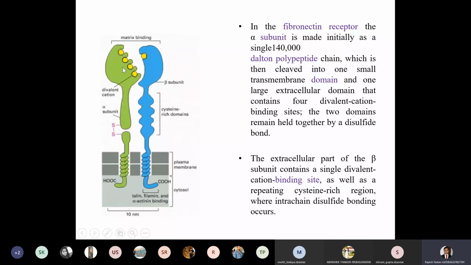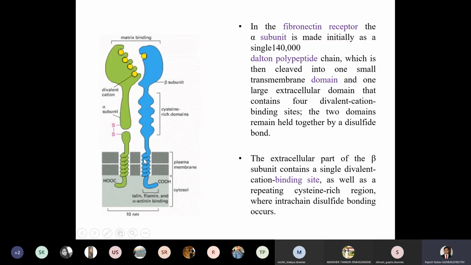So here in the alpha unit, as shown here, it has two components. One component is the transmembrane protein that is embedded in the cell membrane, and another one is present in the extracellular space. That is the green, fan-like structure in the extracellular space. Both units are bound with a disulfide bond, as shown in the figure here.